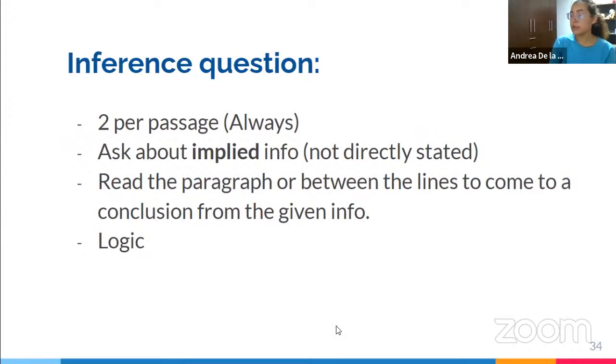Our next question is not as simple or as easy as the other ones because it's a little bit more subjective. It requires more thought. This question type is called inference questions, all right? In these questions, they won't be asking about information that is explicitly mentioned in the text anymore. Instead, they will ask about implied information that you can infer. Does anyone know what inference means or what it means to infer something?